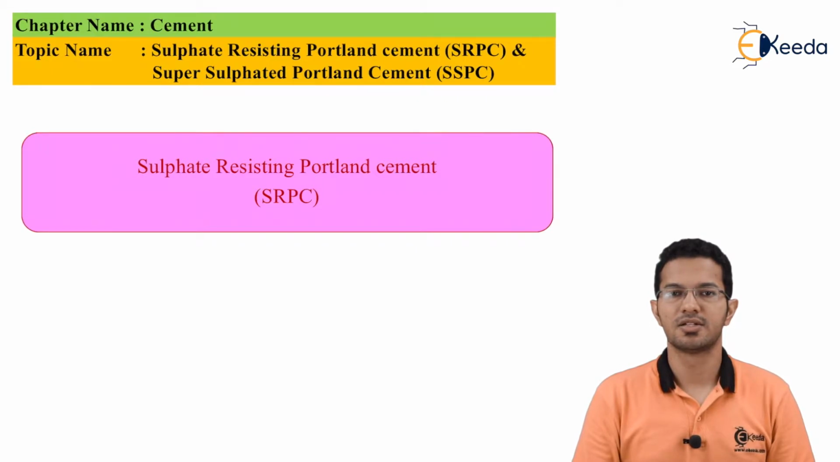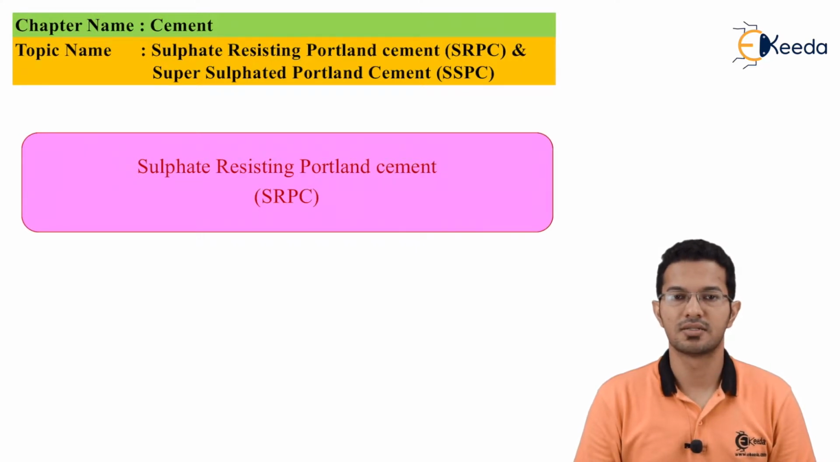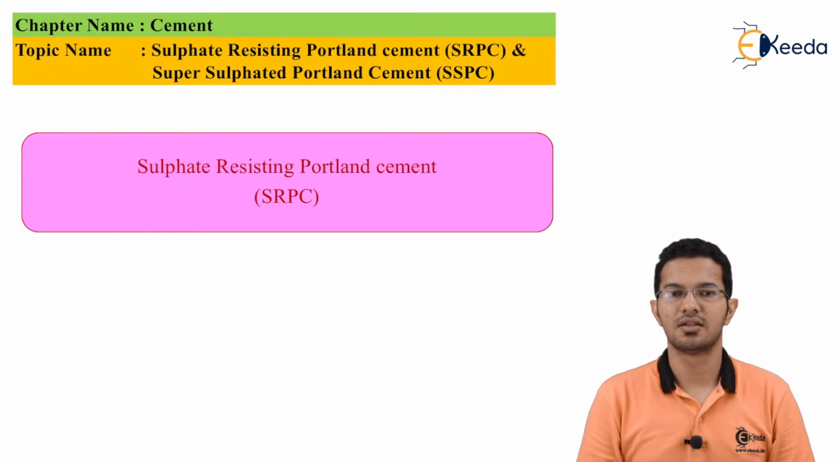Studying the types of cement is very important because in some construction sites we have high sulfate. So there is a possibility of a sulfate attack. So we need sulfate resisting cements. In this lecture, we will see the properties and compounds involved in this cement.